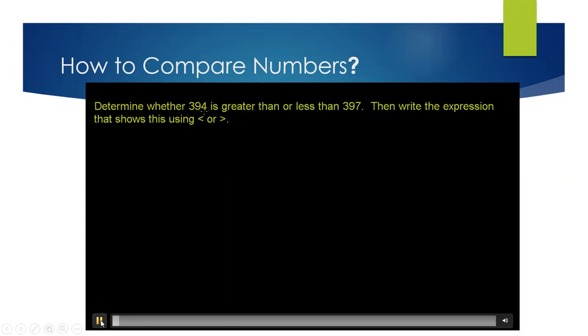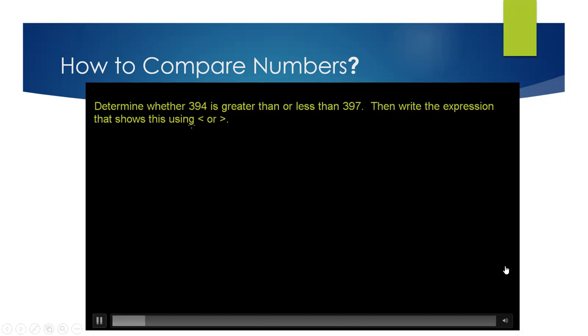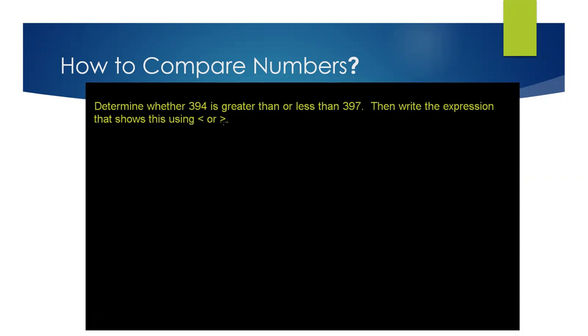Determine whether 394 is greater than or less than 397. Then write the expression that shows this using either, well, this symbol or that symbol. And this is actually the less than symbol. Think a little bit more about how to remember that. That is the less than symbol, and this is the greater than symbol. Greater than. So first of all, let's just look at the two numbers, 394 and 397. So let me write them down. 394, 394, and the other number is 397. 397.